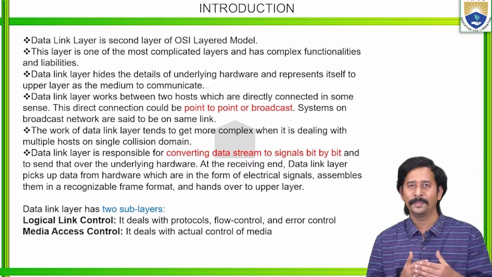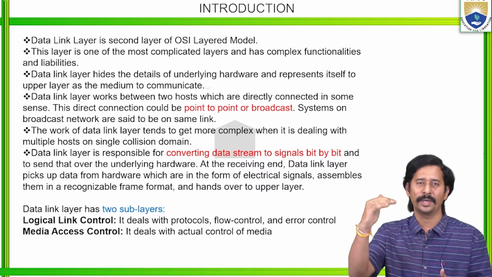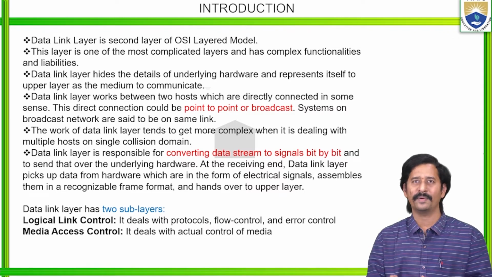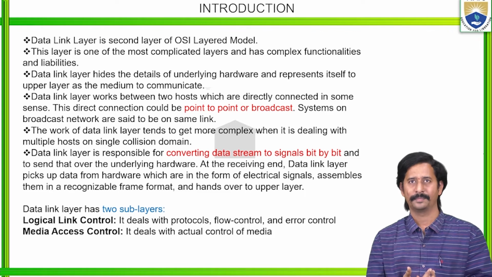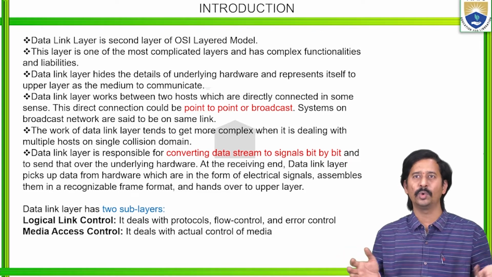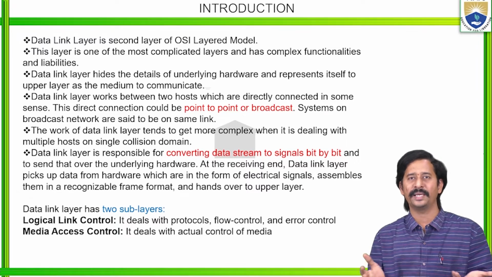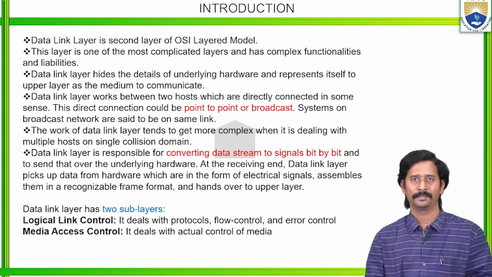So simply said, the data link layer is the second layer according to the OSI reference model from the bottom to top approach. The data link layer accepts information and provides that information to the upper layer. The data link layer works between any two hosts which are directly connected. The direct communication may be either point to point or broadcast.